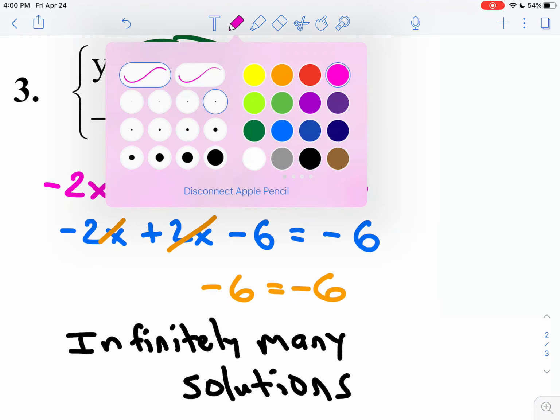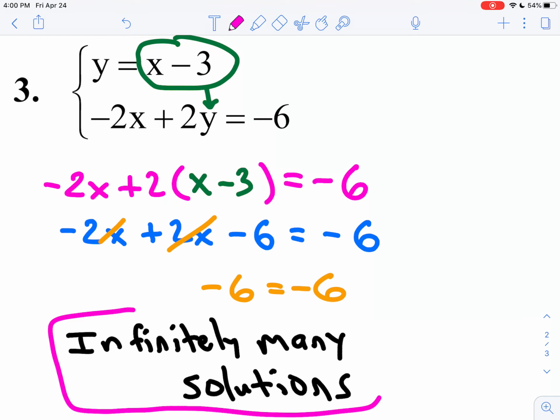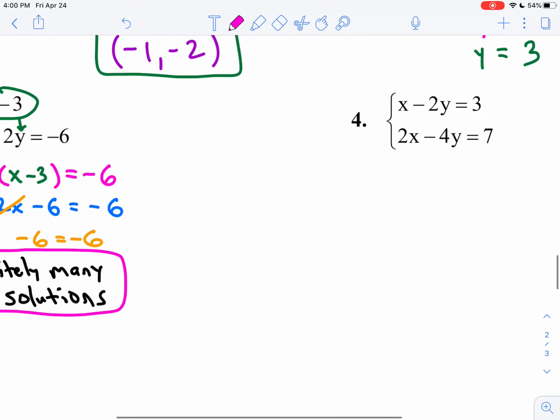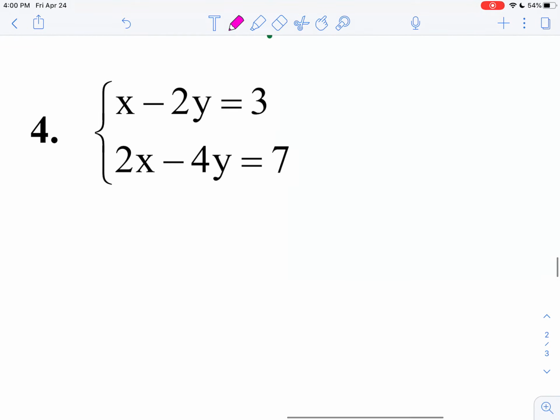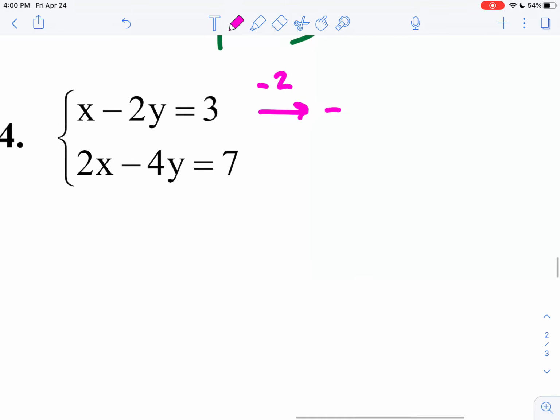All right, exciting stuff happening there. So that was our substitution review as well. Let's take a look at number 4. You can do substitution or elimination, your choice. I don't know, my attention is just drawn right here. I feel like I want to eliminate the y. So I might multiply the top equation by negative 2. The goal with elimination is to get some opposites.